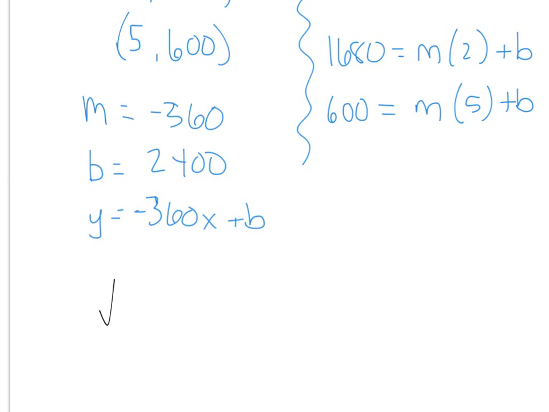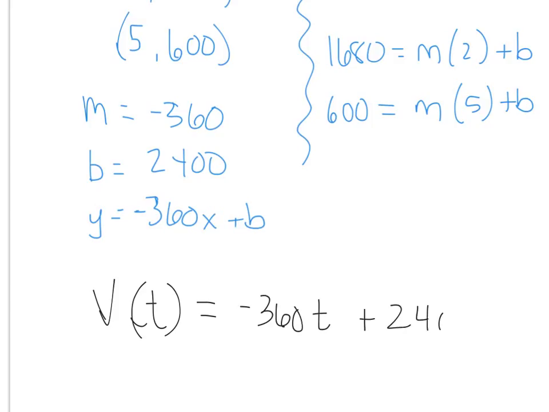The volume function, v of t, is equal to negative 360t plus 2400. So we have parts A and B already. Part B, this is the value at noon, the starting value, when time is equal to 0.